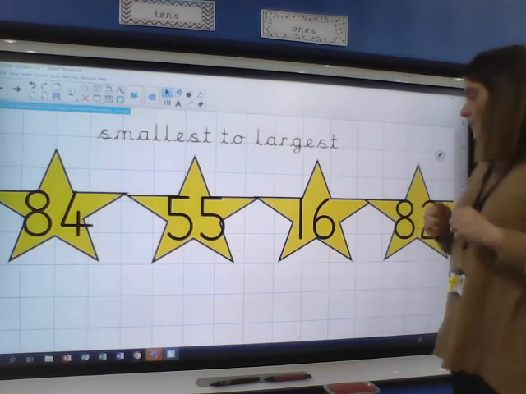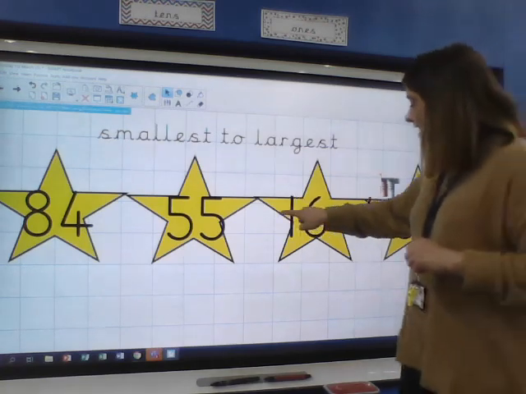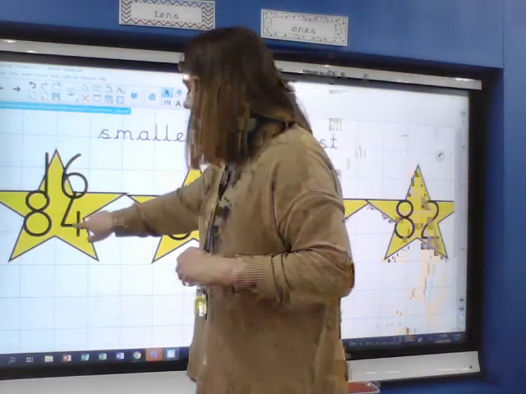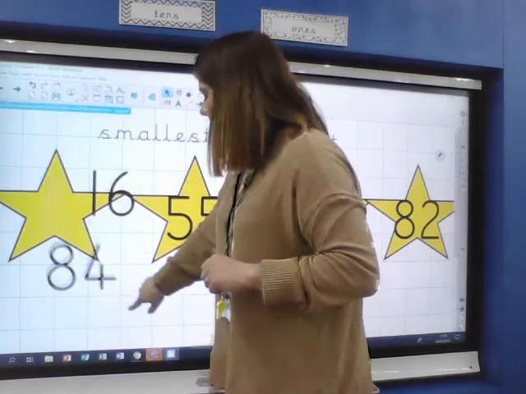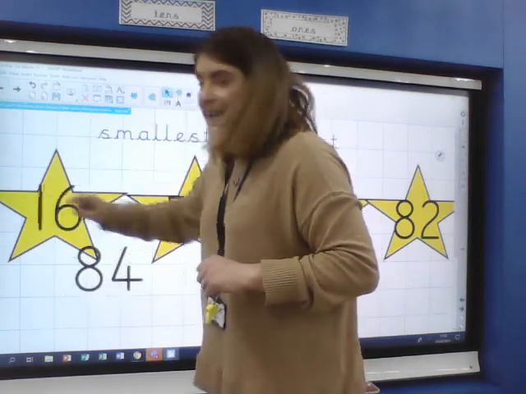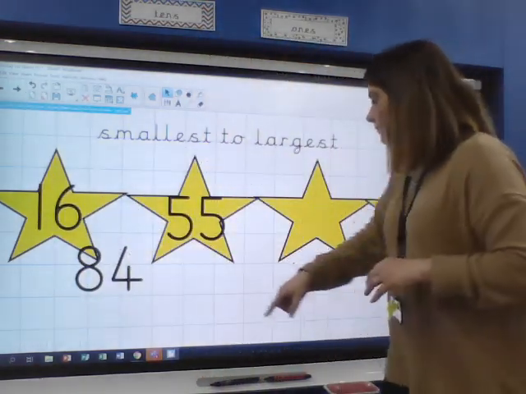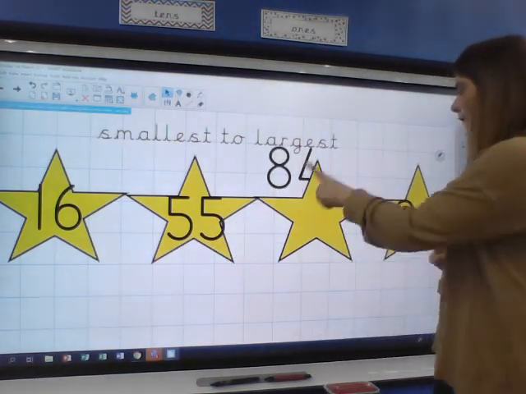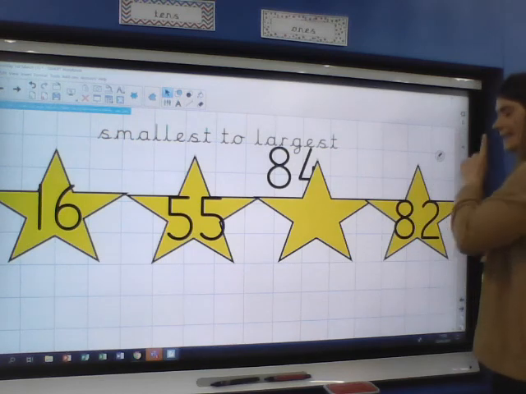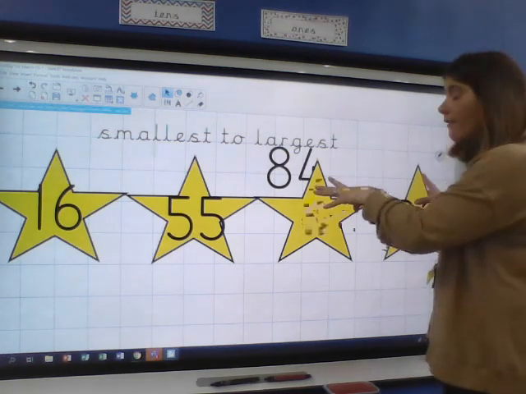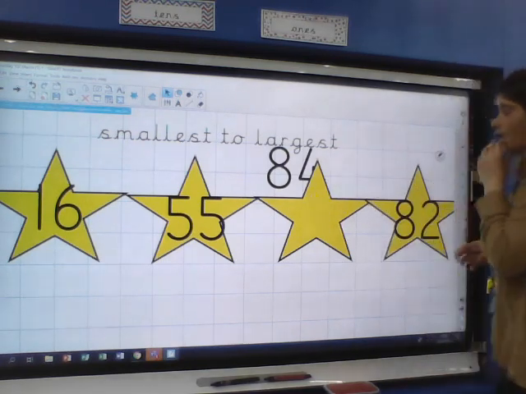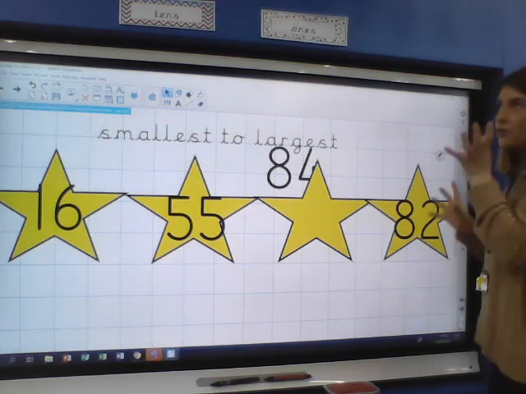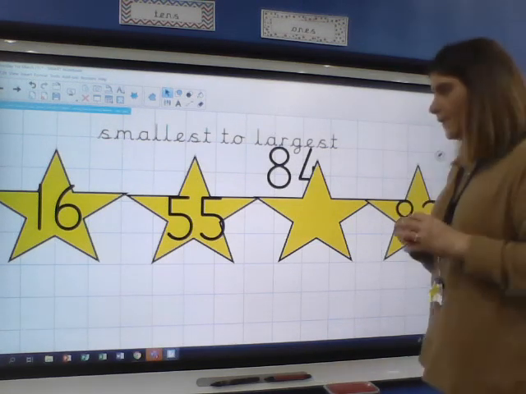Okay, how did you get on? Our smallest number, of course, is 16 because it only has 1 ten. Let's take 84 away, and 16 is our smallest number. So swap those around. Okay. Now we've got 55, 84 and 82. Now I've got two numbers here with the same amount of tens. They're going to be next to each other, but which way around? So we'll have to look at their ones then.